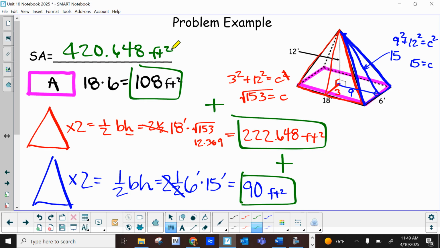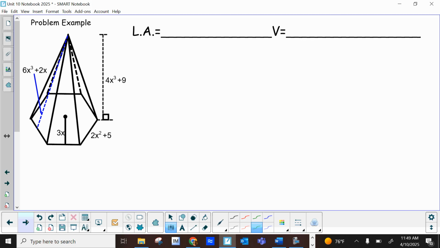Okay, so you need to remember whenever you have a non-regular base, you cannot use the formula. So notice I did not write the formula down. I just found the area of every shape. This is the process you want to take. Okay. All right, let's do one more problem from this slide over here.